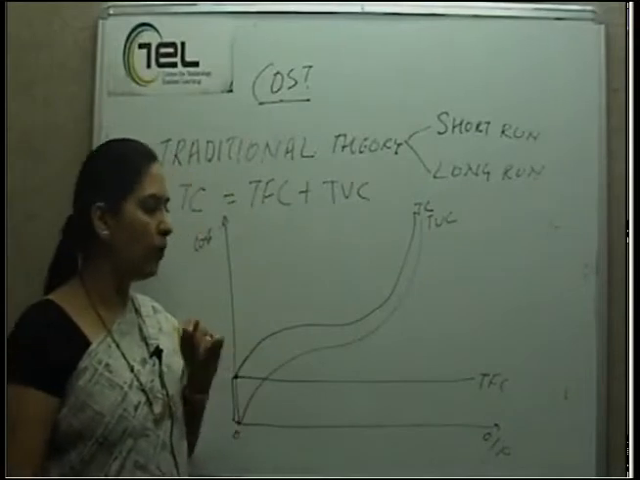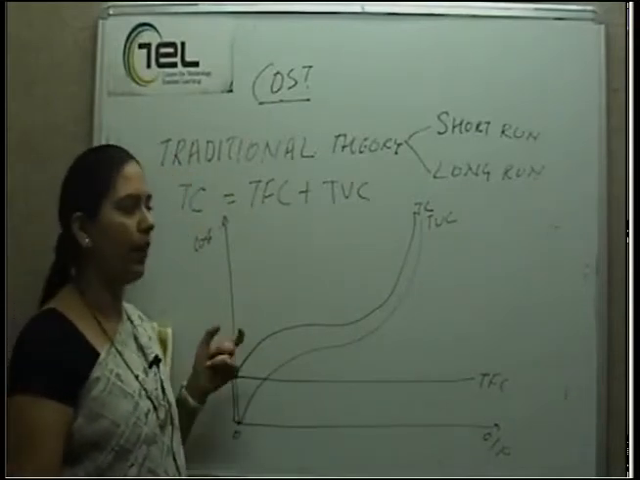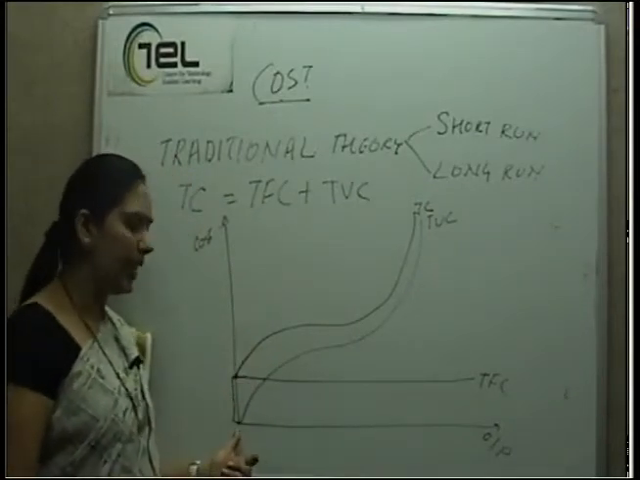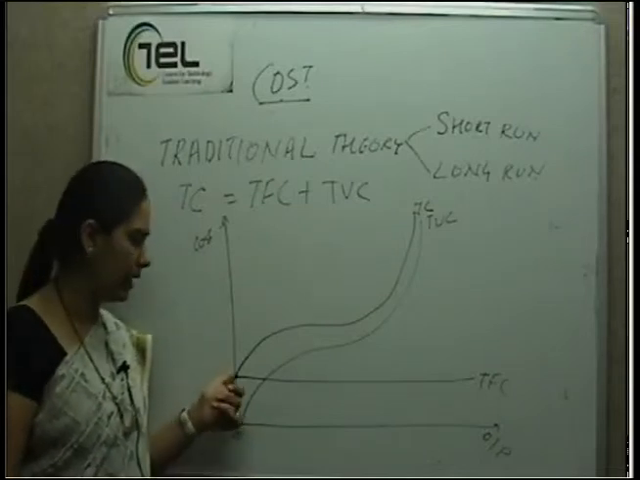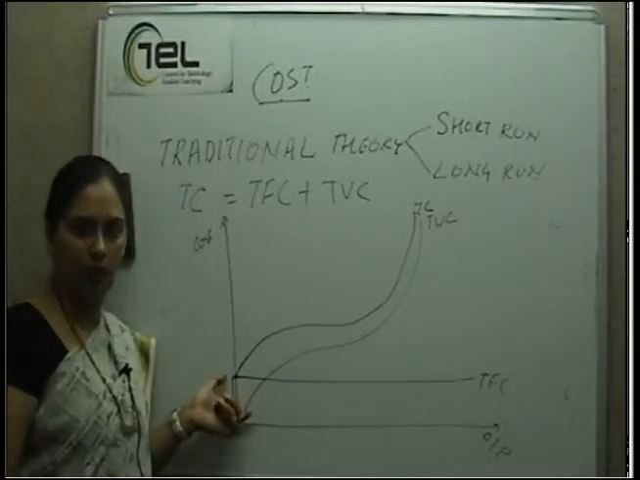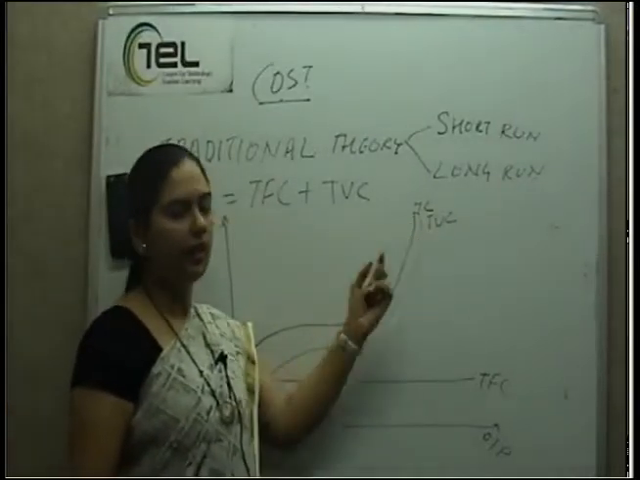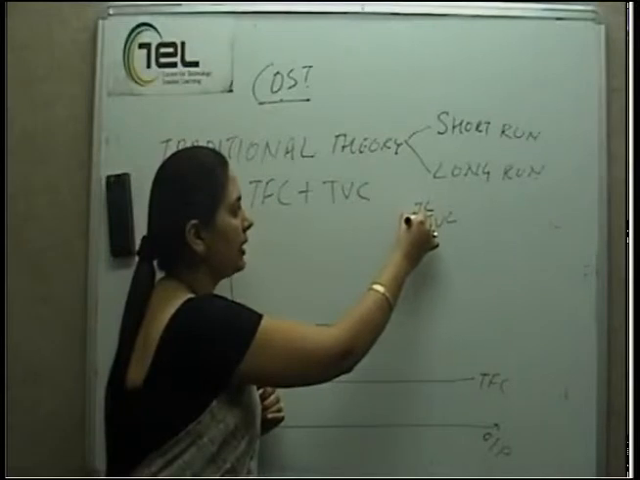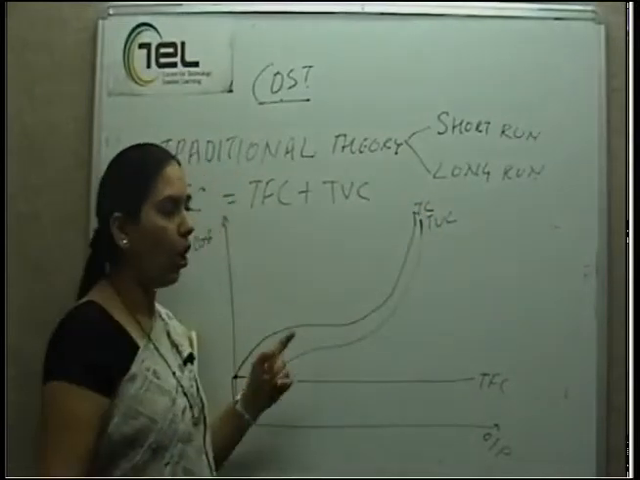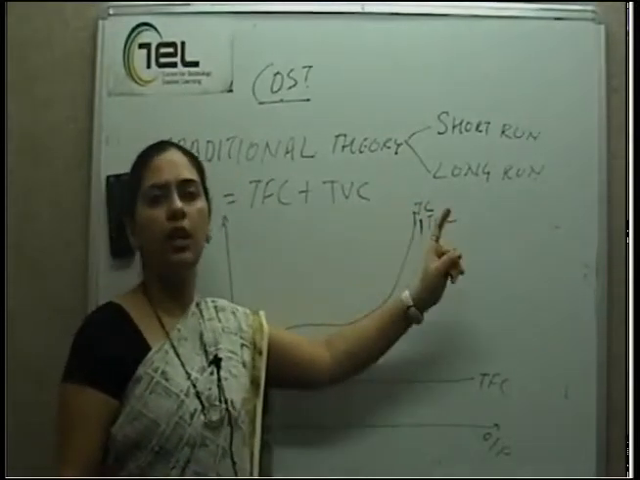Now there are 2 points which we need to take care while drawing TC curve. Number 1, it never starts from origin. The reason I have said is because there is some level of TFC always there. Second, it might come very close to TVC. We can see here TC and TVC are very close to each other. However, TC will never touch TVC.